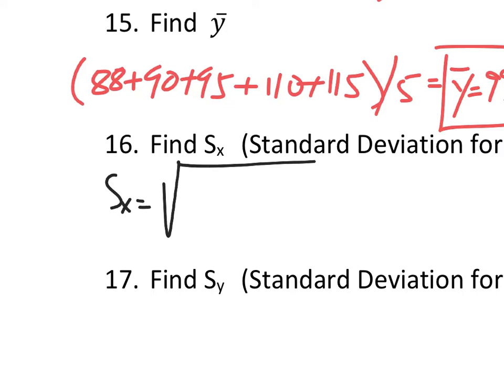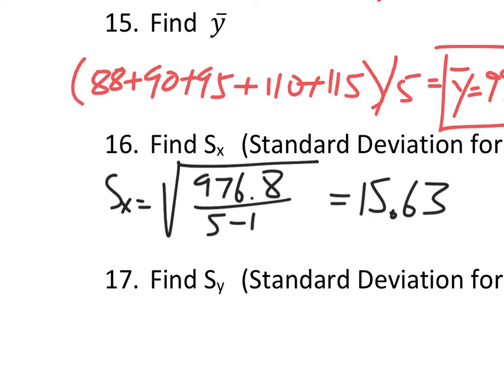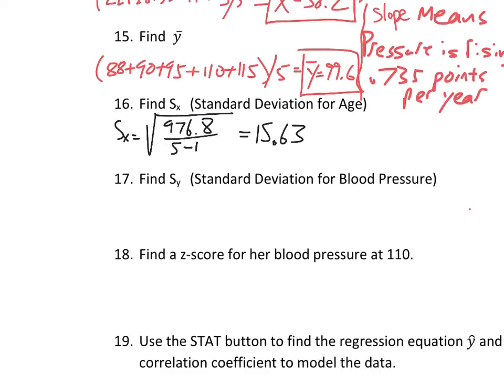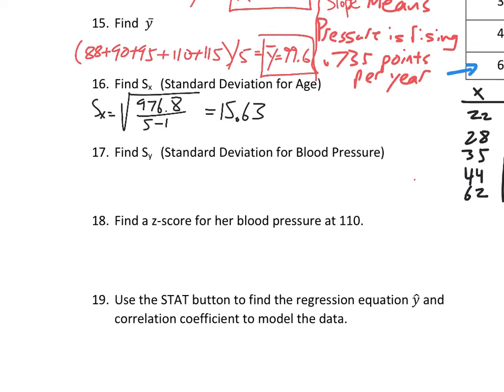And we need the square root of that total. And we need to divide that by n minus 1. And so that's 5 minus 1, which is obviously 4. So use your calculator for that. Just crank it out, and we get 15.63. Okay, that's the idea there.